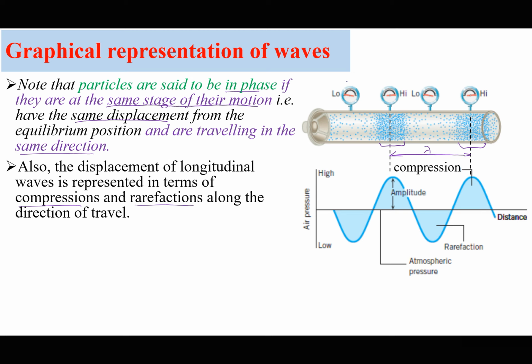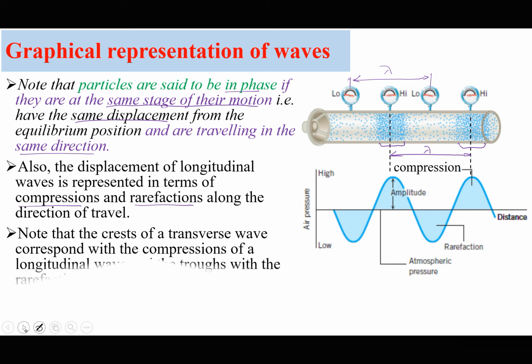And of course, the distance between two adjacent compressions, measured from the center, will still be the wavelength. And we say that the crests of a transverse wave would correspond to the high pressure points of a longitudinal wave, where particles are under maximum pressure or high pressure. So do not forget that the crests of a transverse wave correspond with the compressions of a longitudinal wave, and the troughs correspond with the rarefactions of the longitudinal wave, as I illustrated in this diagram here.